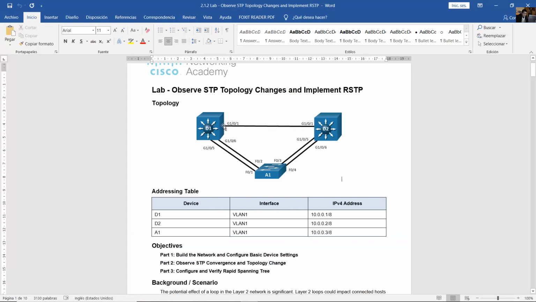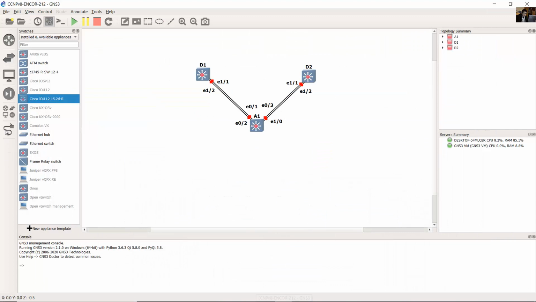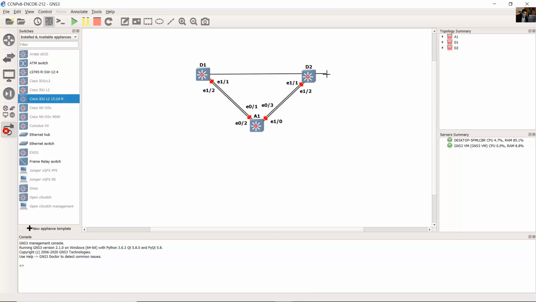Between D1 and D2, Gigabit 1. I will use Ethernet 0.1 and Ethernet 0.1. Okay, very good.